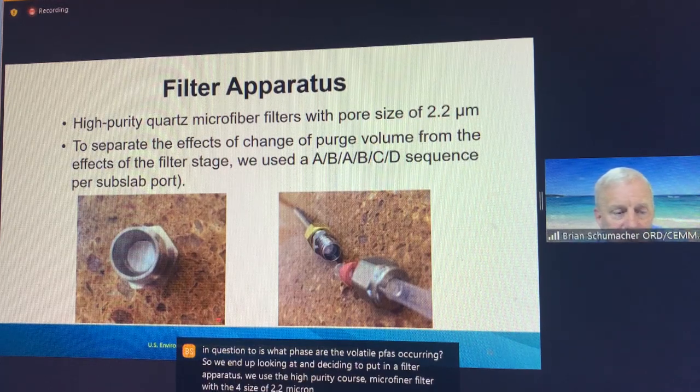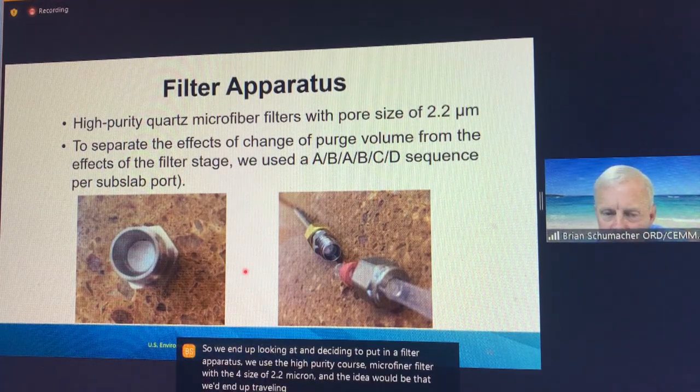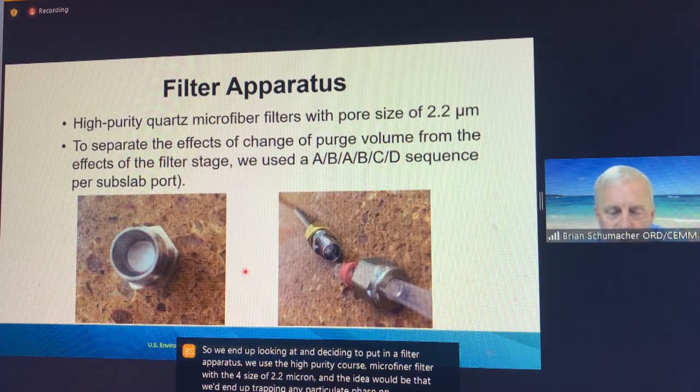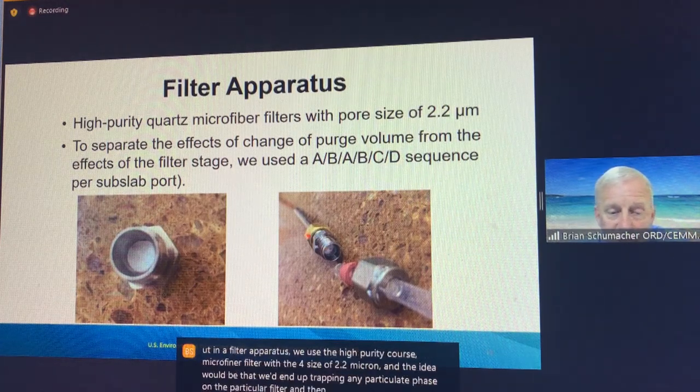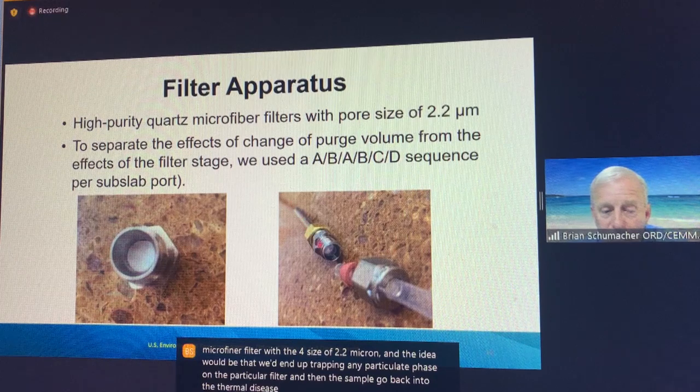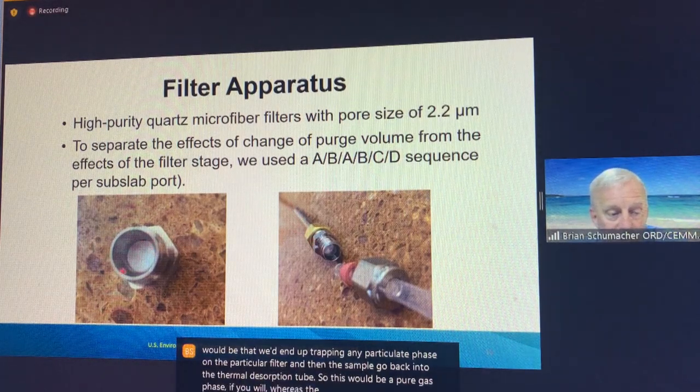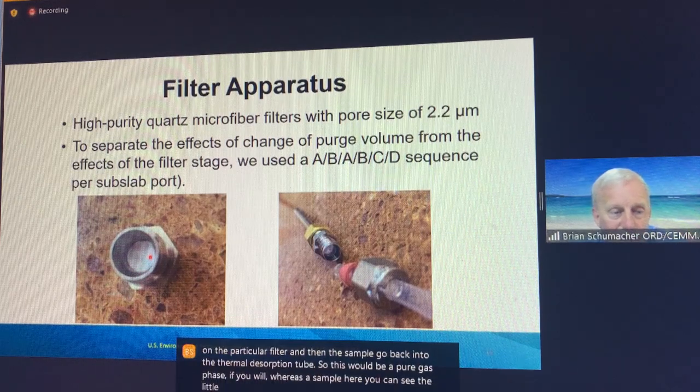And the idea would be that we'd end up trapping any particulate phase on the filter, and then the sample would go back into the thermal desorption tube. So this would be a pure gas phase, if you will. Whereas the sample here, you can see the little circle of the quartz microfiber filter, would be captured on this particular thing.